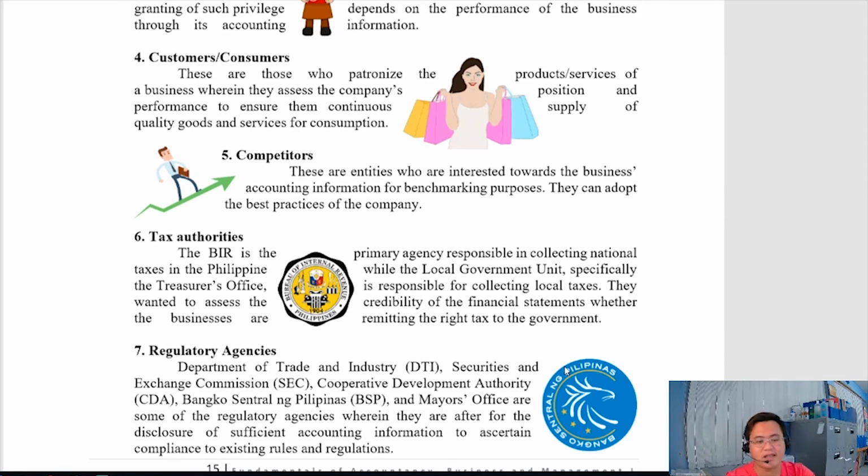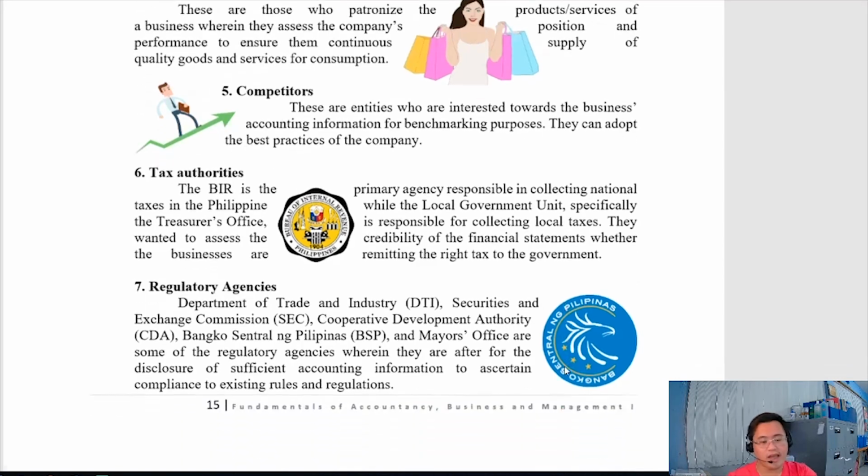The mayor's office also is a regulatory agency because this is the office responsible in granting permits or business permits to the different establishments. These are some of the regulatory agencies wherein they are after the disclosure of sufficient accounting information to ascertain compliance to existing rules and regulations.